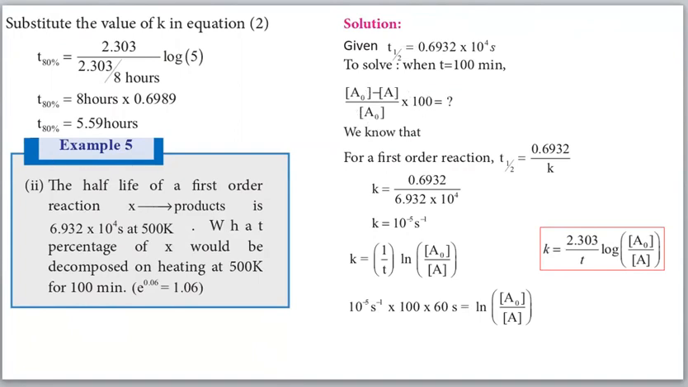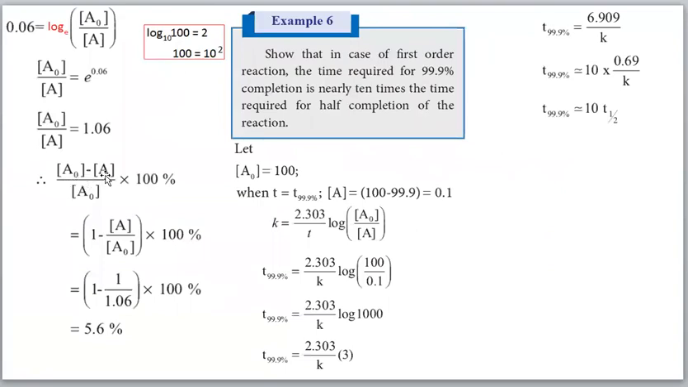So we can write this one. a0 minus a by a0 into 100 is equal to, we can split this into two terms: a0 by a0, that is 1, minus a by a0, into 100. Here a0 by a is 1.06, but here we have a by a0. That means the reciprocal of this value. So we take the reciprocal of this answer also, and we get 1 by 1.06.